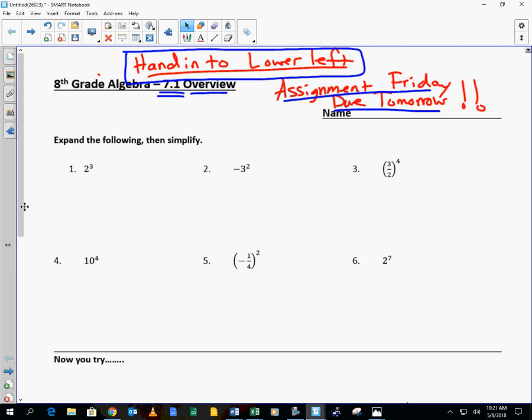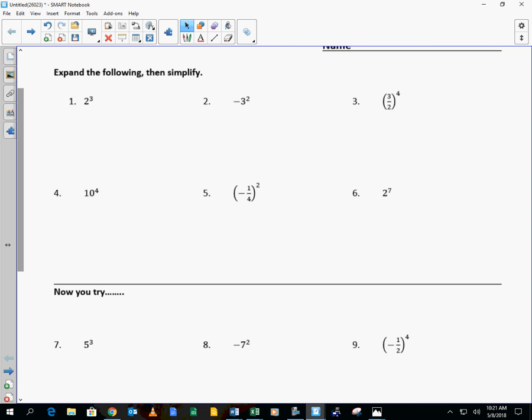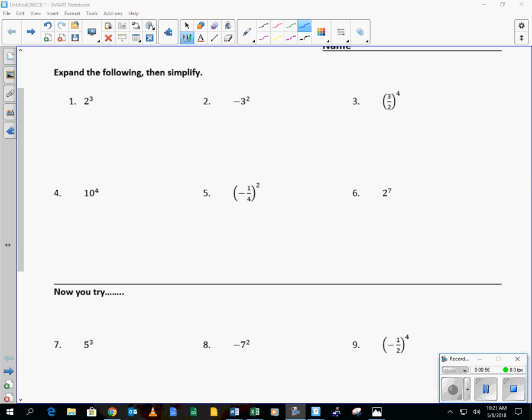Okay. So we're going to start basic today, and we will advance in our work. We start basic with our exponent properties. It says expand the following, then simplify. So to expand 2 to the third means to write it as 2 times 2 times 2. And 2 times 2 is 4, times 2 is 8. So that is the simplifying of that expression.